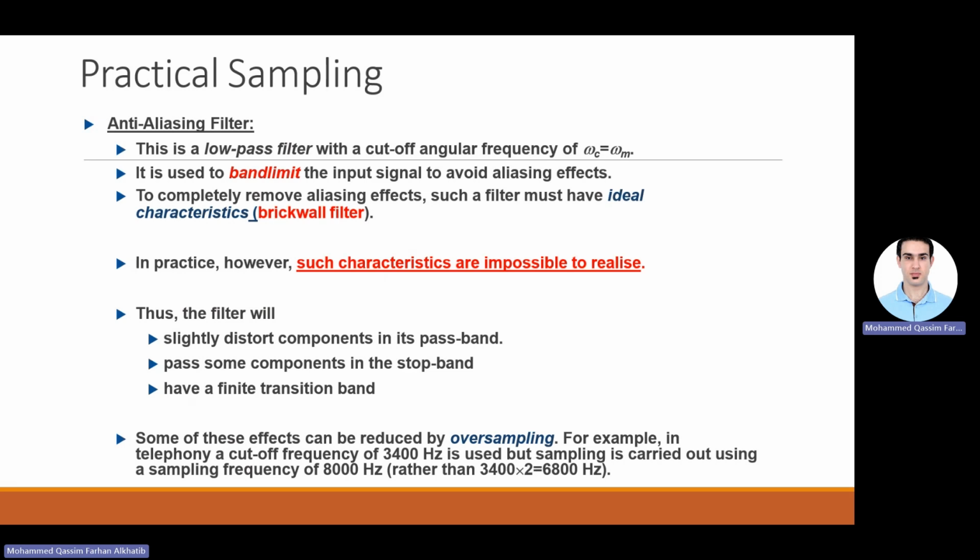To completely remove aliasing effects, such a filter must have ideal characteristics, or what we call a brick wall filter. A brick wall filter is like a brick, so it should be sharp and have a flat response, etc. But this is impossible to realize, or to design, for several reasons. It's not causal, it requires an infinite number of coefficients, etc. So in practice, such characteristics are impossible to realize.